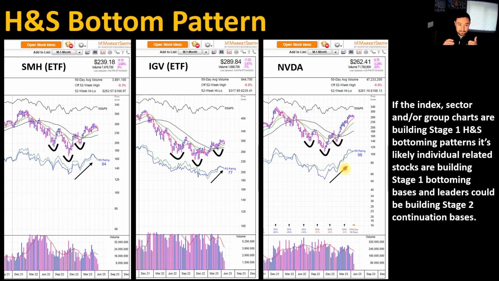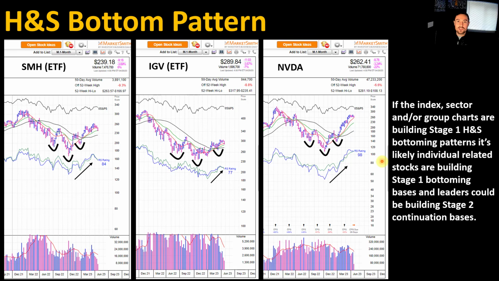So what I like doing is, certainly in the context of a bear market, as we've been in for the last 2 years now, over 2 years, especially for growth stocks, if you start seeing the groups or the sector ETFs, such as SMH for semiconductors, IGV for software, if they start building these head and shoulders bottoming type patterns, there's probably some strong individual stocks in there, isn't there? Interesting, right? So if the index, sector and or group charts are building stage 1 head and shoulders bottoming patterns, it's likely individual related stocks are building stage 1 bottoming bases, and leaders could be building stage 2 continuation bases.